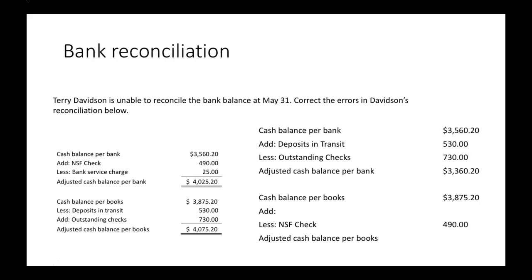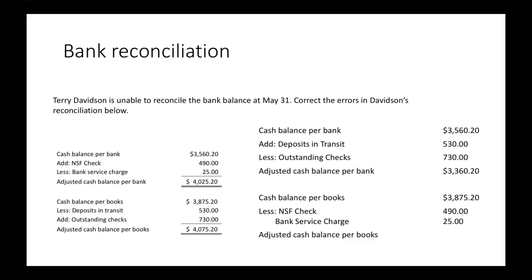Because you had already recorded that you received payment of $490. But reality is you never got that money because your customer didn't have that money to give you. So we're subtracting out this NSF check here. Then we come to the bank service charge. Well, if the bank charges you a service charge, that's going to mean that you have to pay them money, right? So that's also getting subtracted out here. So you'll notice we don't have anything under the add section on the cash balance per books.